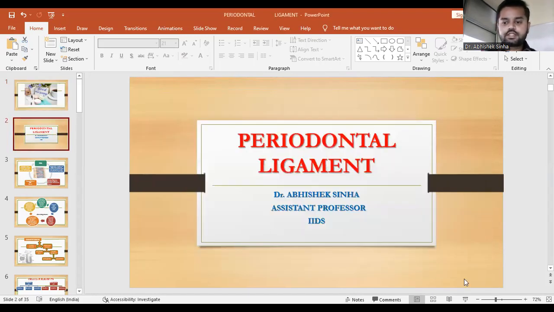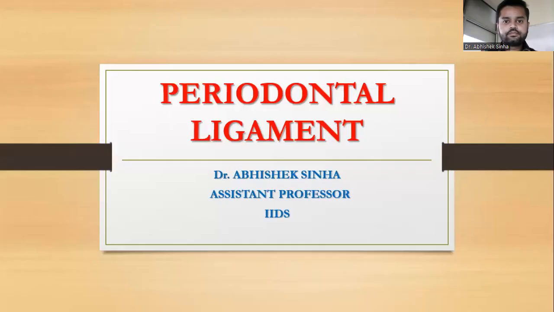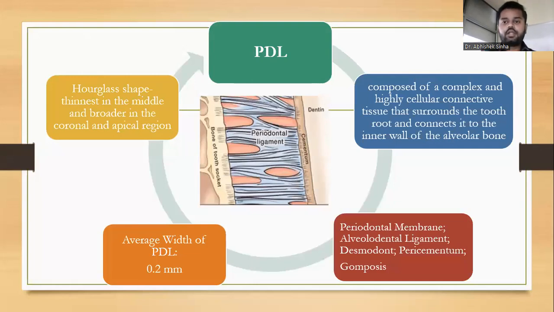All right, I'll just enlarge the screen. Okay, so basically, what is periodontal ligament? This periodontal ligament is also known as periodontal membrane, alveolodental ligament, desmodont, pericementum, and gomphosis. It is mainly composed of complex and highly cellular connective tissue which surrounds the tooth root and connects it to the inner walls of the alveolar bone. So it's basically a connection between your tooth root and the alveolar bone.